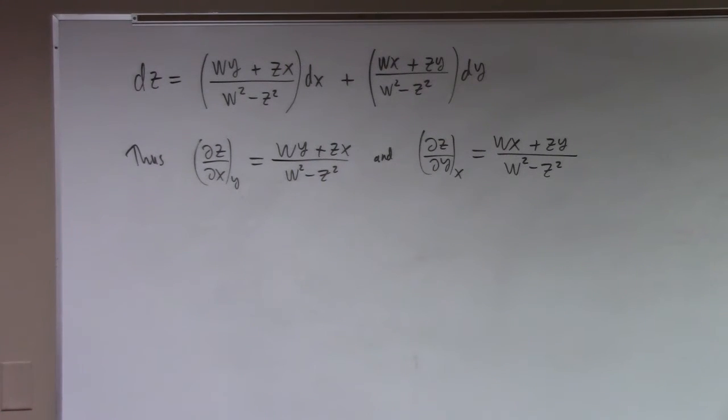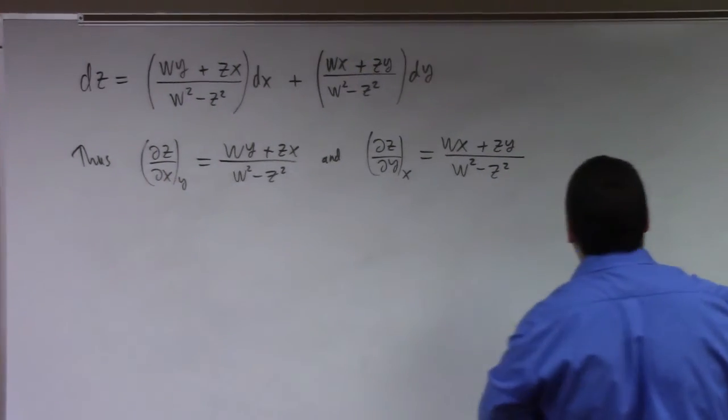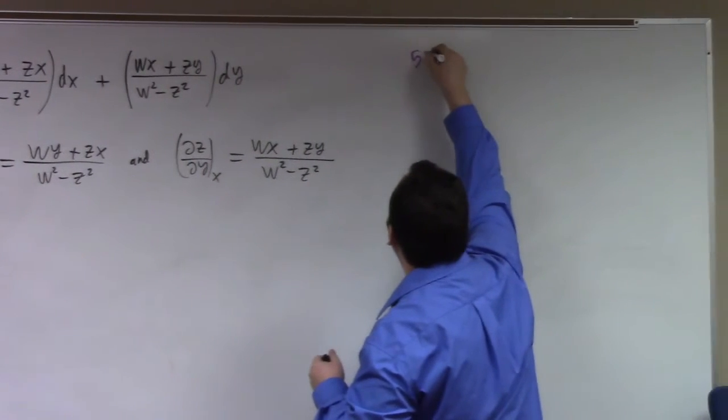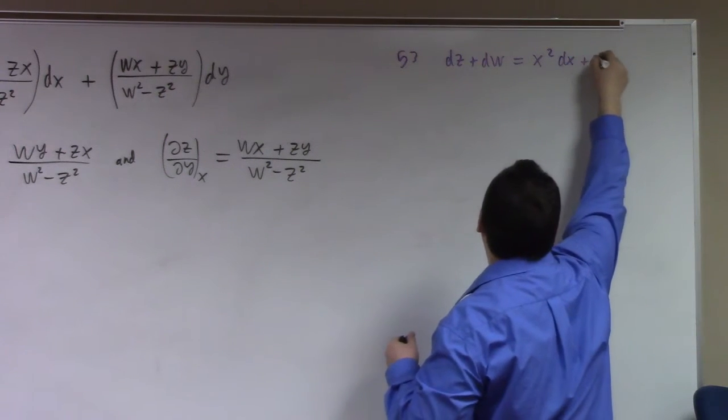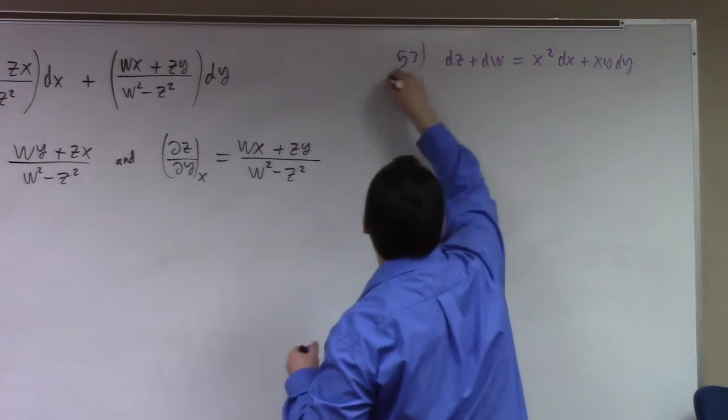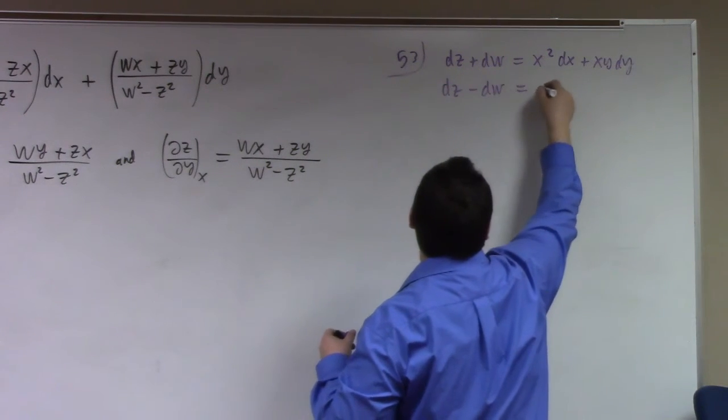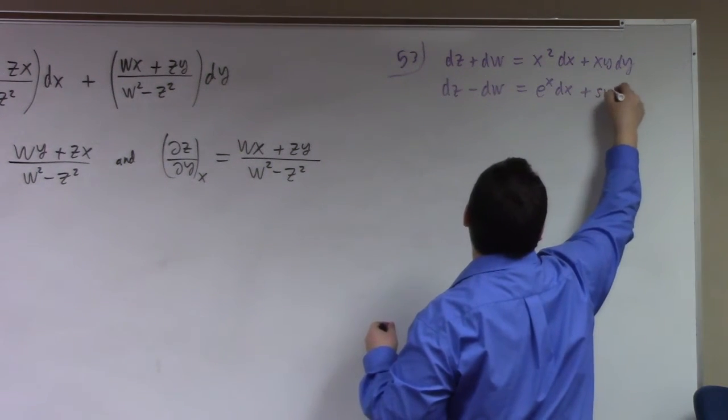So this is one way you can do this kind of problem. Now, in your homework problem, I didn't even give you the initial equations, right? In the homework problem, I just gave you two differential equations, if you will. Two equations involving differentials. Which one am I talking about, guys? 53. So can you guys tell me what 53 looks like? You are given dz plus dw equals x squared dx plus xy dy. Next equation, dz minus dw equals e to the x dx plus sine of quantity x plus w dy.